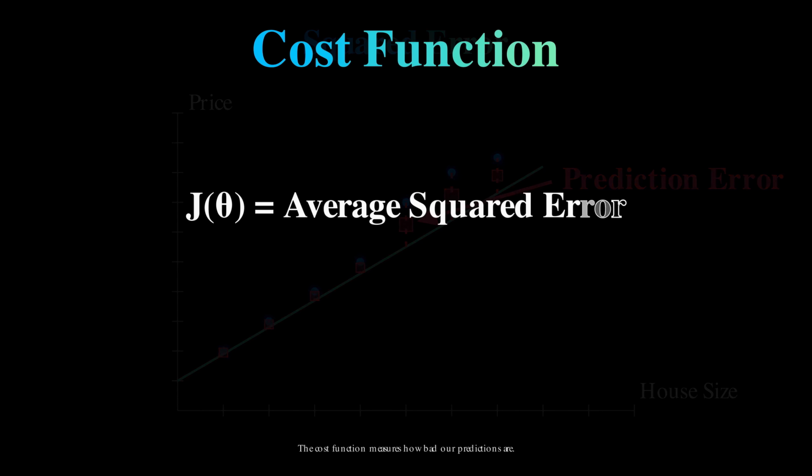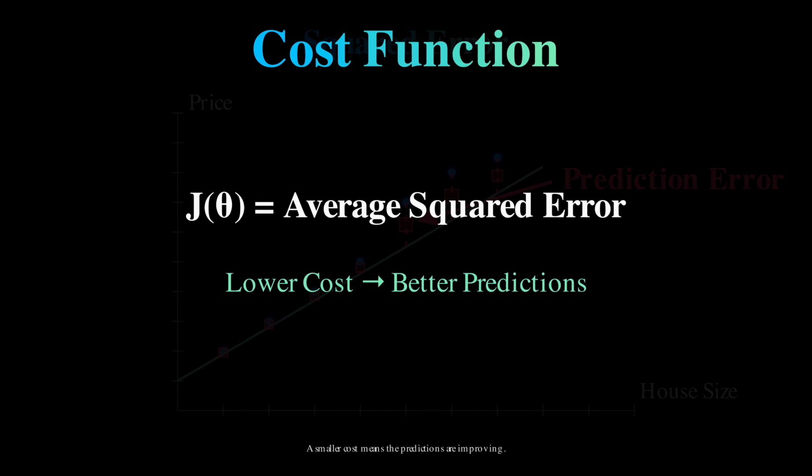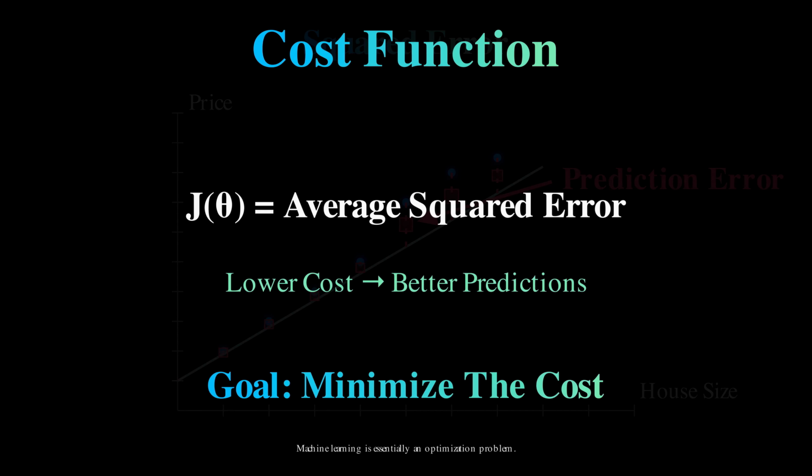The cost function measures how bad our predictions are. A large cost means the model is making large mistakes. A smaller cost means the predictions are improving. Machine learning is essentially an optimization problem. The machine keeps adjusting parameters to reduce the cost.